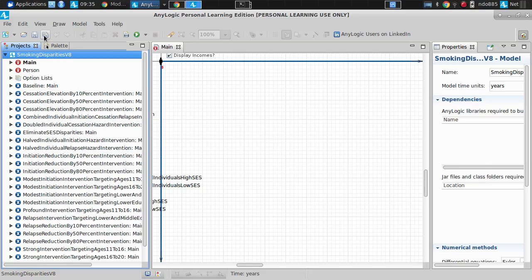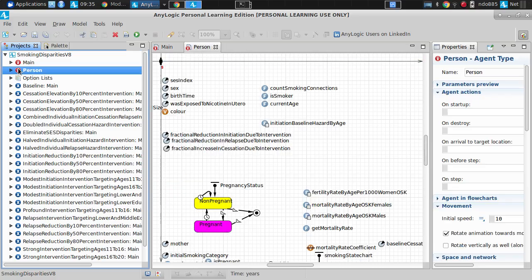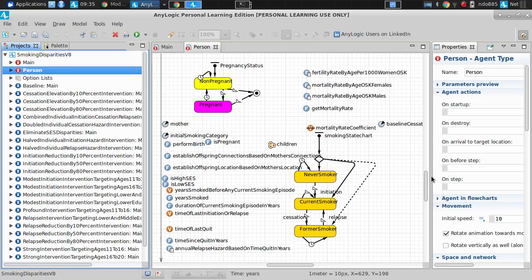So you'll notice that over here on the left, there's a thing called projects. Do you see that? Yeah. Okay, this is going to show you projects that you have loaded, and within each project, it's going to show you the structure of that project, okay? It's a model. And this model consists of several pieces. One of them is this thing called person, and if you double click on it, what you will see over here on the right is some illustration of a theory of personhood with respect to this model.